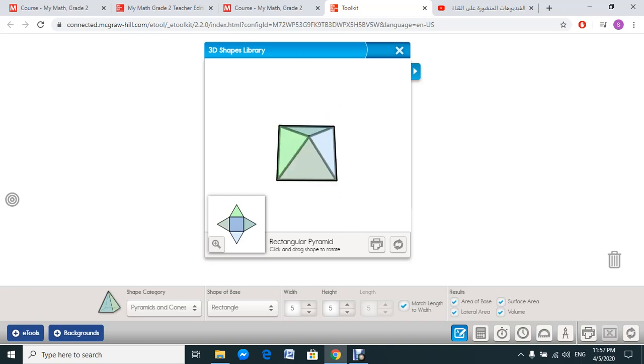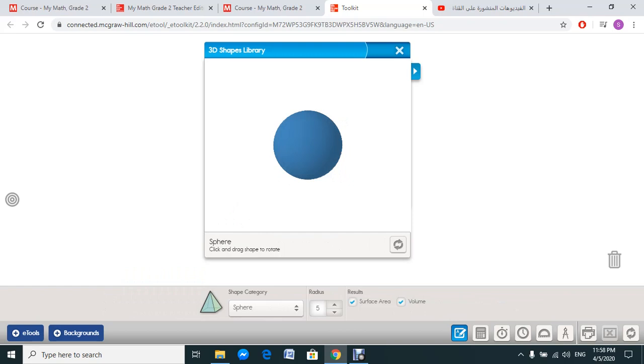Let's try to count. How many faces does it have? Count them. 1, 2, 3, 4, and 1 back. That makes 5, okay? How many edges? Count them. 1, 2, 3, 4, 5, 6, 7, 8. So it has 8 edges. How many vertices? 1 up here, 2, 3, 4, 5. So 5 vertices. Now let's try to make a sphere.